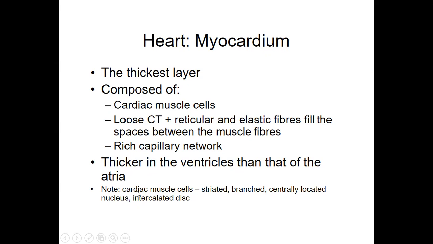And the other thing that you have to know is that the cardiac muscle cell is striated. It is branched, the nucleus is centrally located, and it has an intercalated disc. So these are the characteristics of the cardiac muscle cell that you have to know.